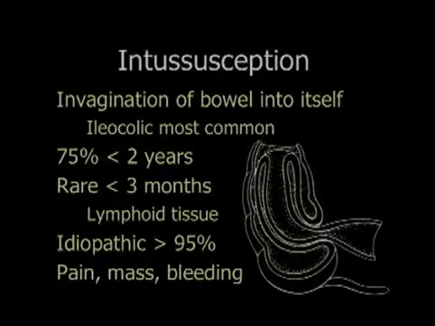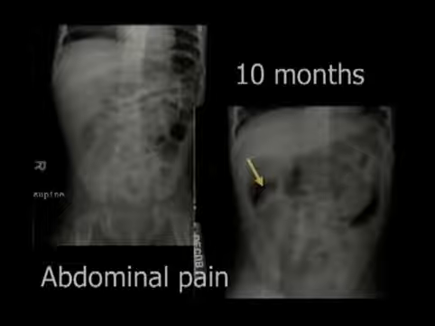Occasionally you can have duplication cysts or a Meckel's diverticulum or some other mass act as a lead point. Those children are usually older. The classic triad of intermittent abdominal colicky pain, mass, and bleeding with these so-called currant jelly stools, while classic, like many classic triads, is present in a minority of cases.